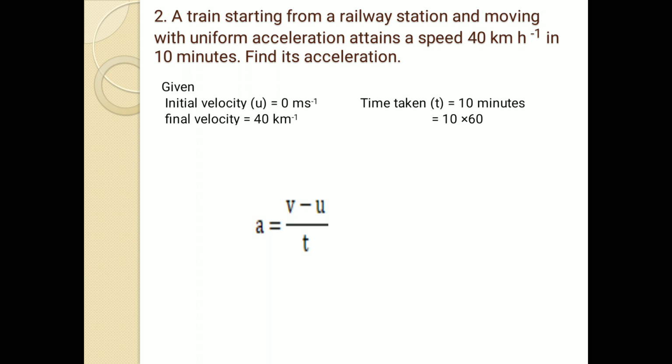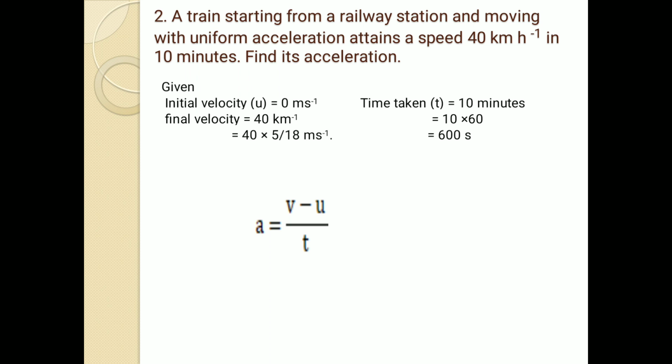Next, final velocity. Why is 40 kilometer per hour the final velocity? Because after 10 minutes it acquires 40 kilometer per hour velocity. So it is a final velocity. So final velocity is 40 kilometer per hour. Initial velocity is 0 meter per second, because the train is starting from rest. So here speed is in kilometer per hour and time is in minutes. Obviously we have to convert both. Time we have to convert into second, and velocity we have to convert into meter per second.